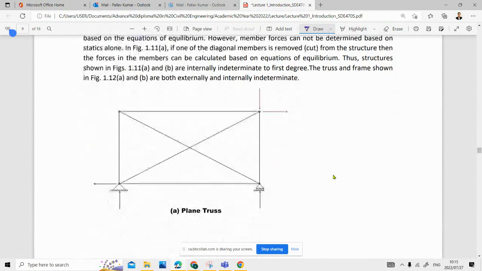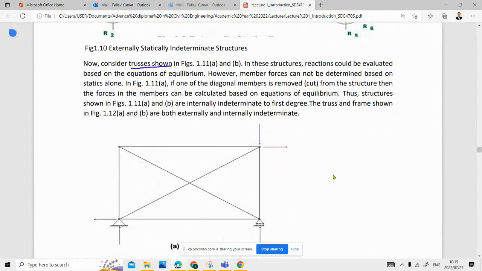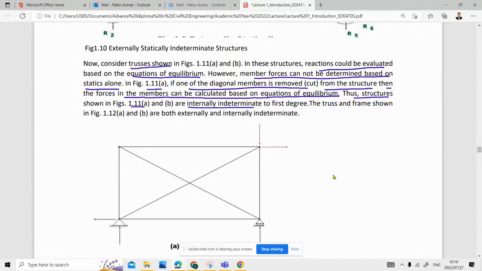And if you see these two figures again, they are labeled A and B. In these structures, reactions could be evaluated based on equations of equilibrium, right? However, member forces cannot be determined based on statics alone. So if one diagonal member is removed or cut from the structure, then the forces in the members can be calculated based on equations of equilibrium. So that is what they are saying. Thus, the structure is internally indeterminate.